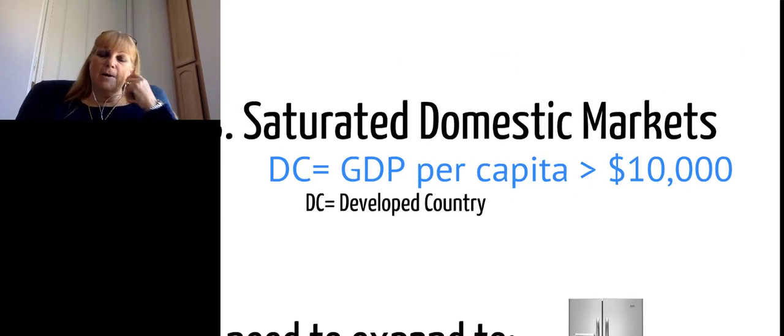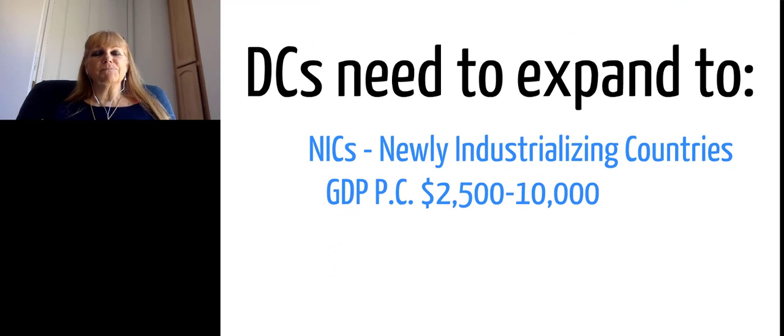So let's think about how many of you wake up in the morning and decide that you need a new refrigerator. If your refrigerator is not broken, if you're not getting divorced, as we've talked about, and if you're not renovating your kitchen, you don't. In other words, you have to start looking to the NICs. You have to start looking at the newly industrializing countries. Again, they're referred to as NICs. NICs are countries whose GDP per capita tends to run $2,500 to $10,000 per year.